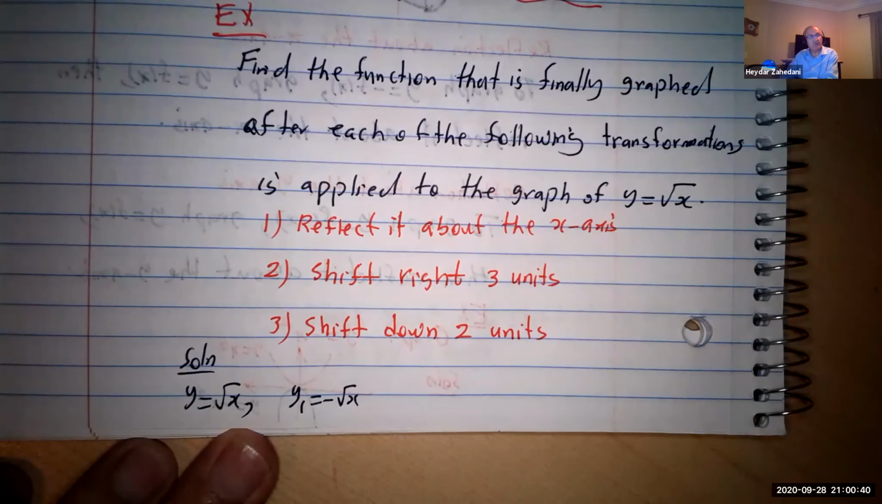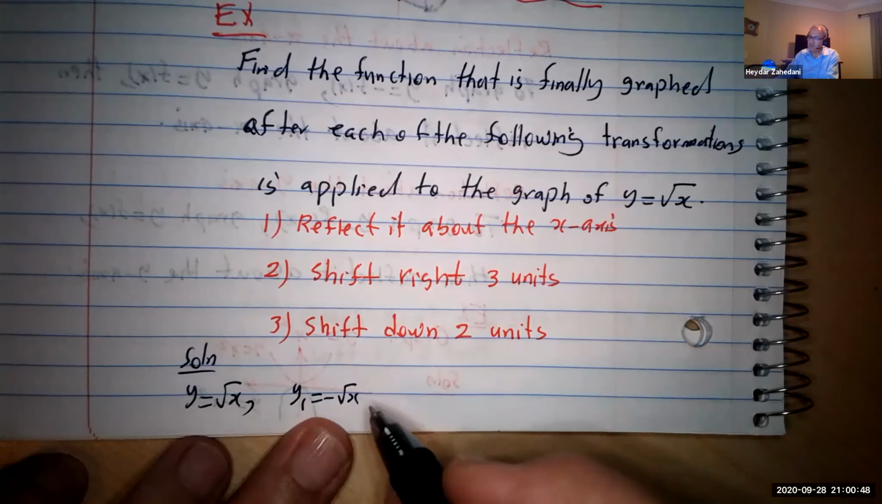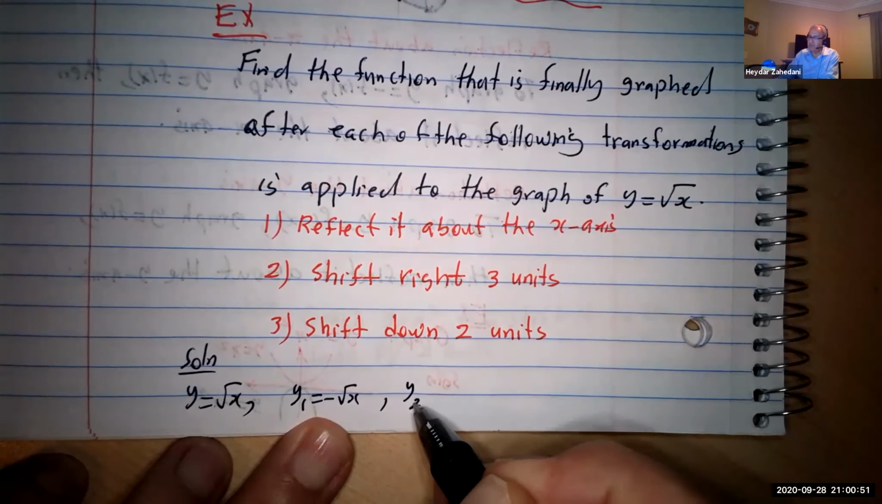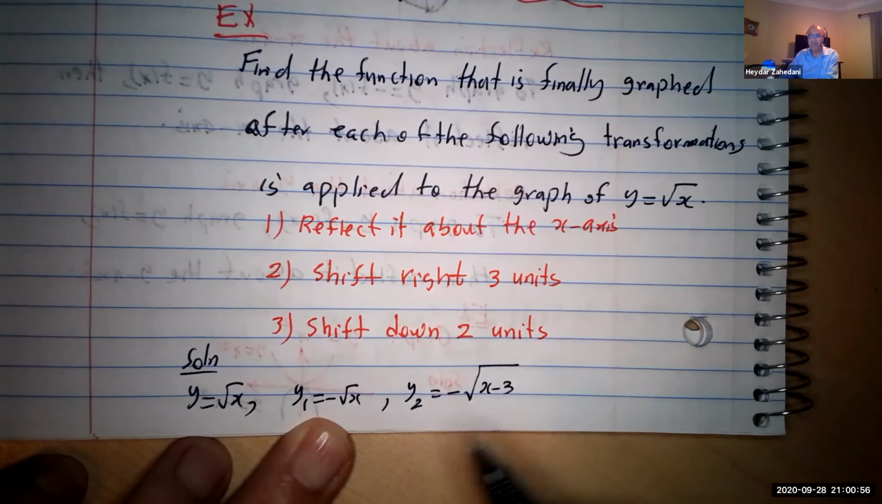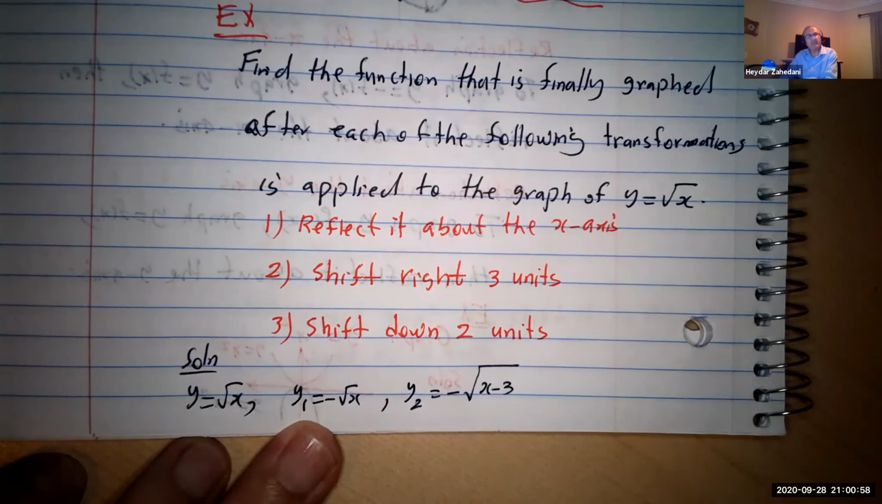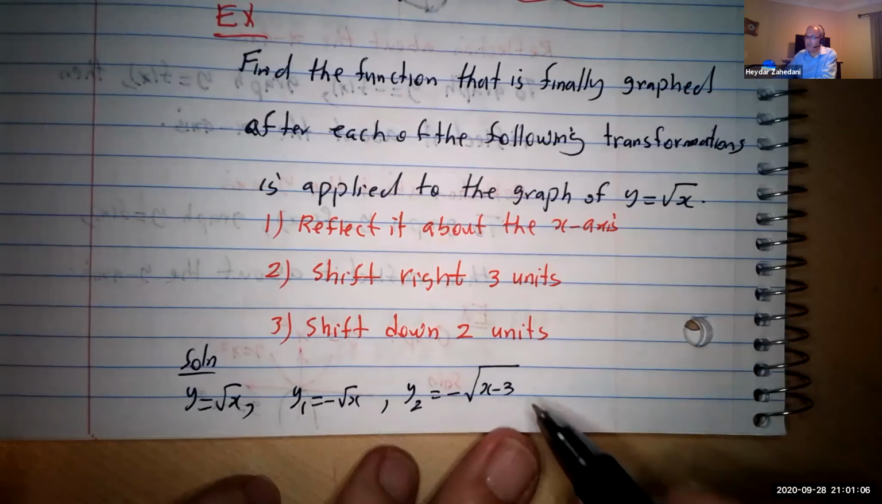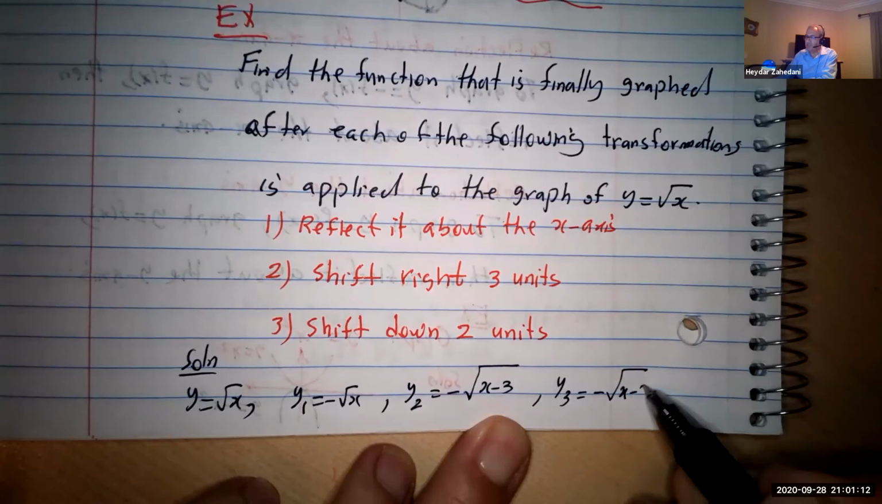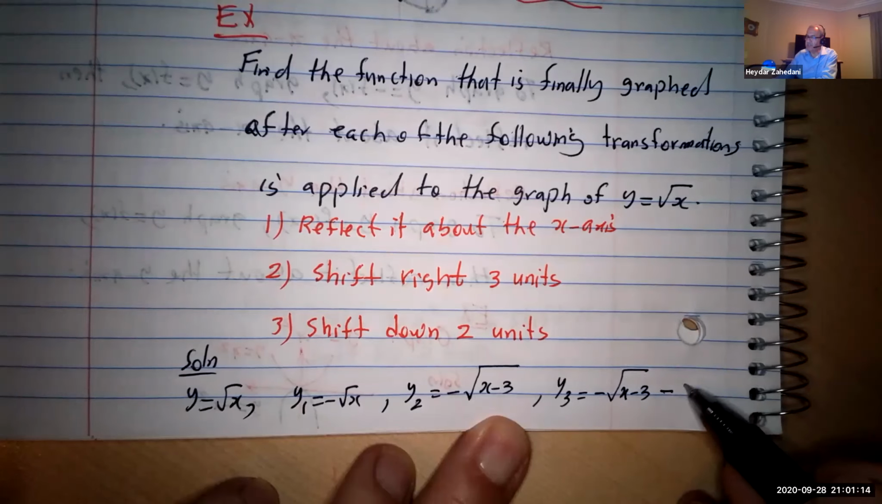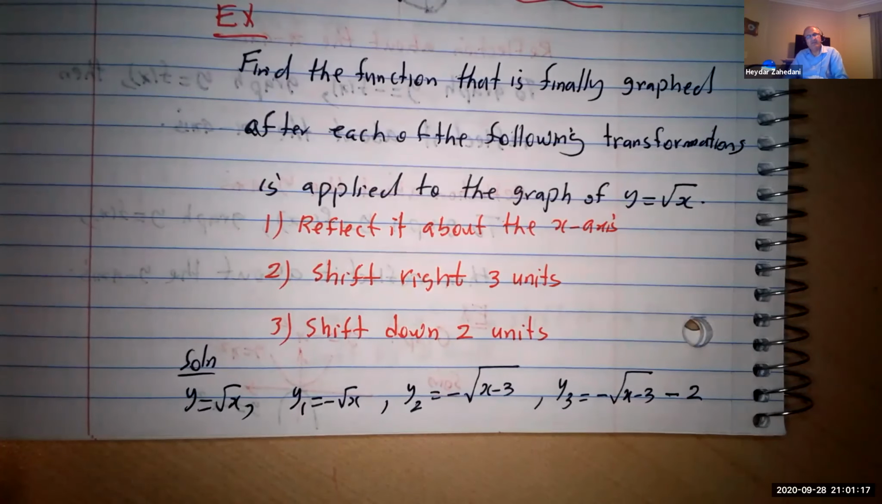Next, shift it to the right, 3 units. Right is positive, but we use the negative, okay? It's going to be x to x minus 3. So y2 is going to be negative radical x minus 3. You change the x into x minus 3. That's a shift to the right. Right is positive, but use the other way around. Then shifted down, this is going to be y3. And this is negative radical x minus 3, since shifting down is going to be minus 2. So that gives you the final product, if you like.